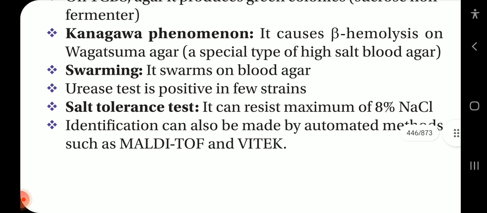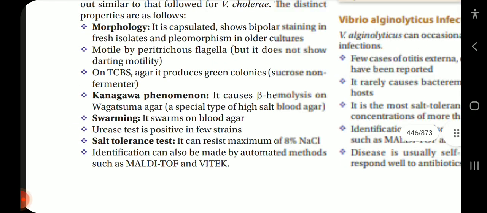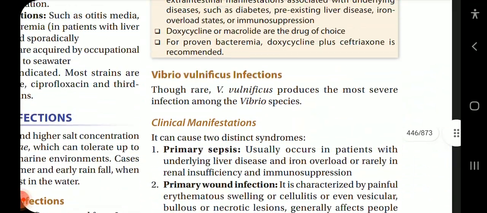Kanagawa phenomenon: it causes beta hemolysis on Wagatsuma agar, a special type of high salt blood agar. Swarming: it swarms on blood agar. Urease test is positive in a few strains. Salt tolerance test: it can resist a maximum of 8% NaCl. Identification can also be made by automated methods such as MALDI-TOF and Vitek.